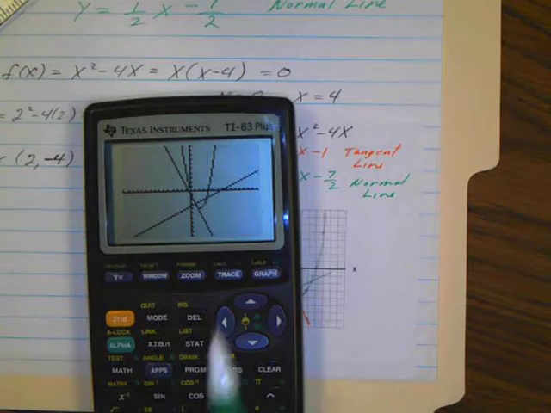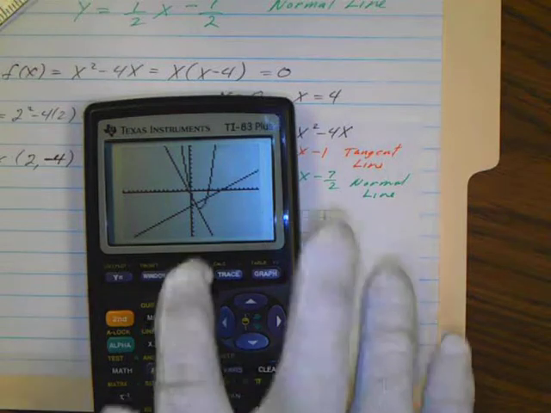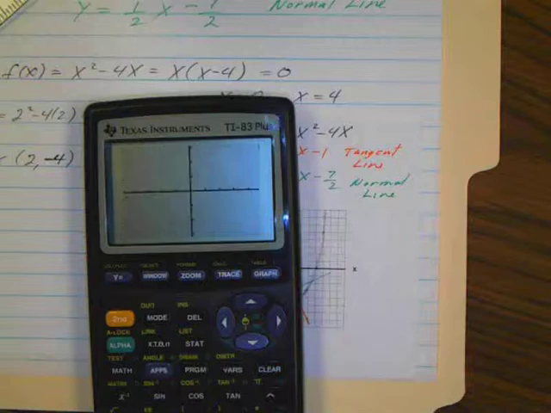Now if you have trouble reading these points, you could always go to zoom 4. Just keep the same window, I think. Just keep the square window.